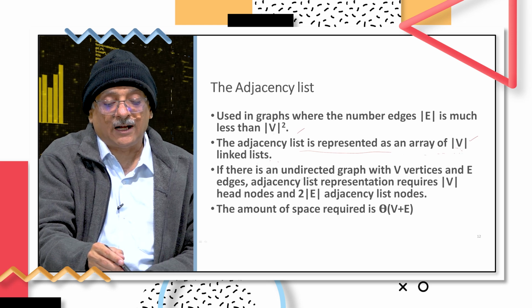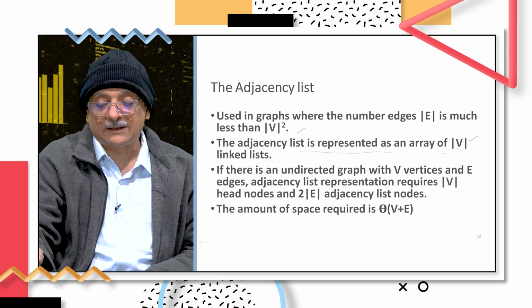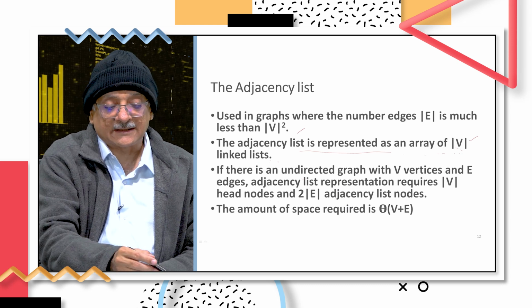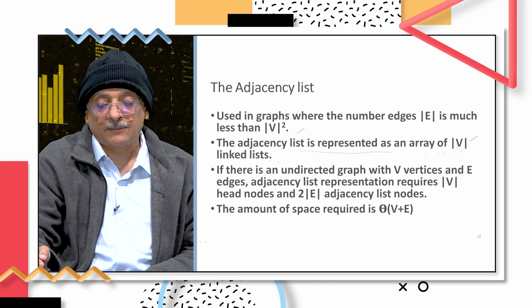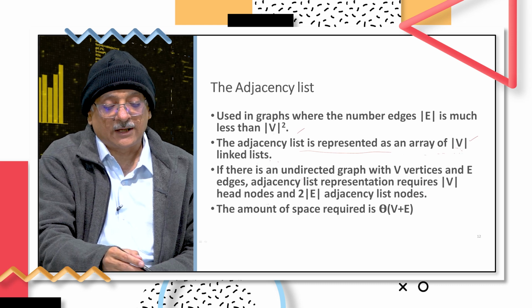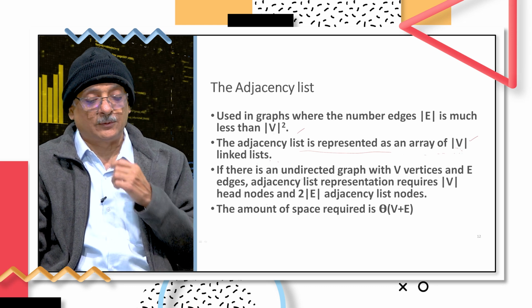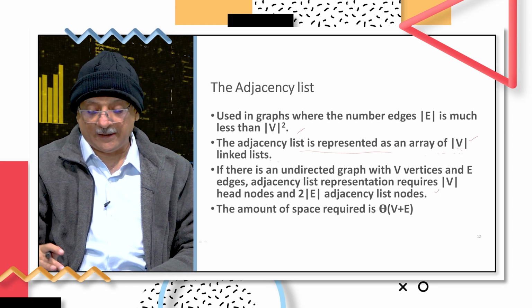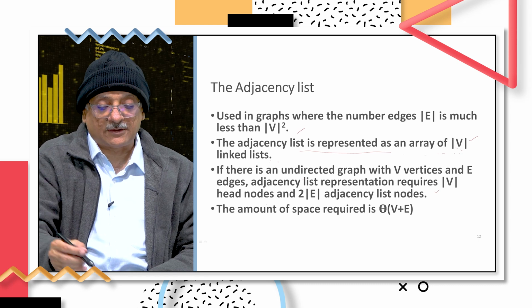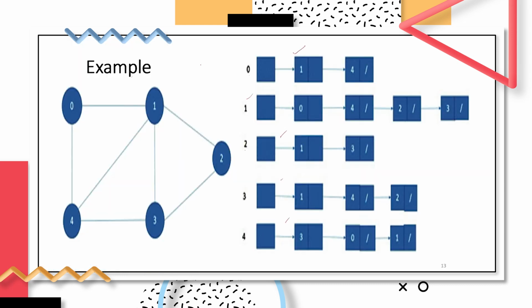If there is an undirected graph with V vertices and E edges, the adjacency list representation requires V head nodes and 2 times E adjacency list nodes. Now, this is a very interesting statement, and the amount of space required is order of V plus E. So, let us look into node 0.